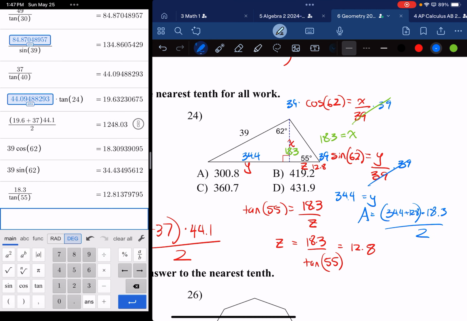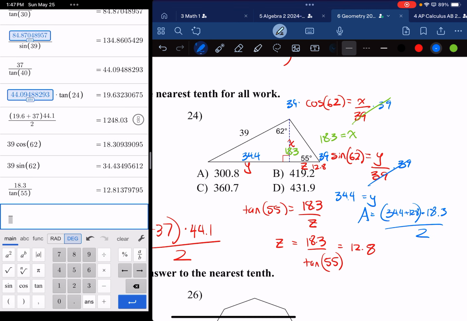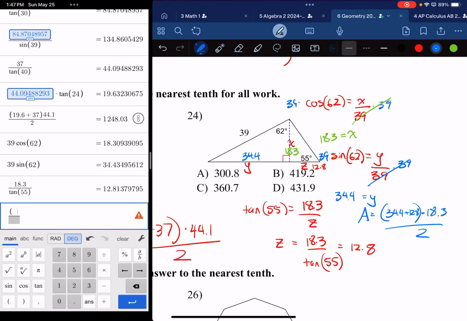So let's write that all down. In my calculator, I'm going to have a fraction. Let's go ahead and start up my parentheses, and it's going to be 34.4 plus, ooh, that's a minus, so plus 12.8, and that's going to be multiplied by 18.3, all divided by 2. I get 431.8 or 431.9. 431.9 is going to be option D.